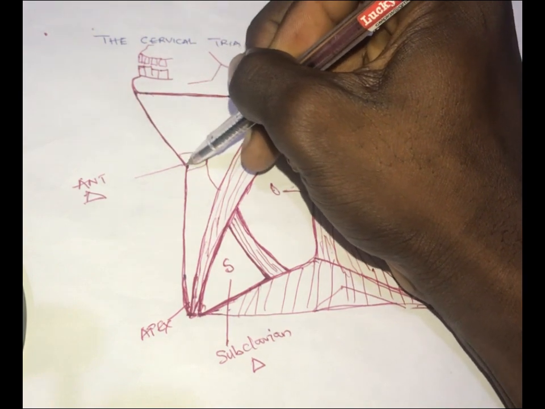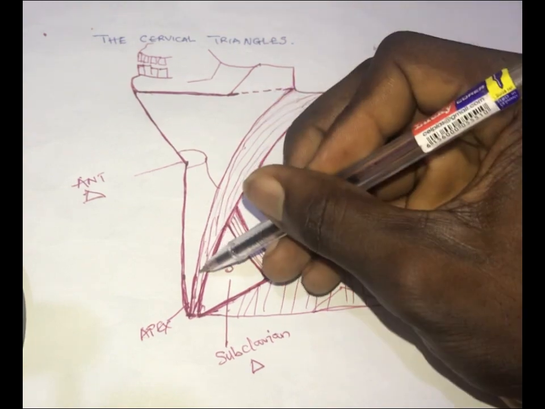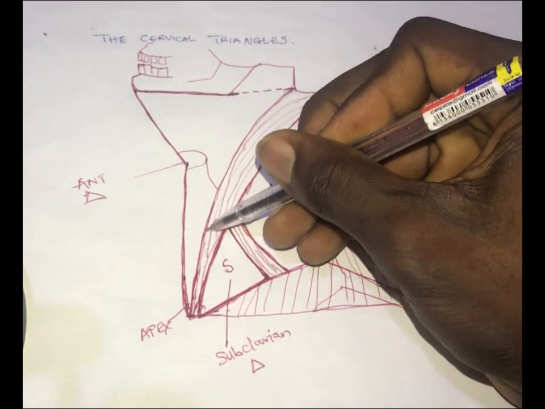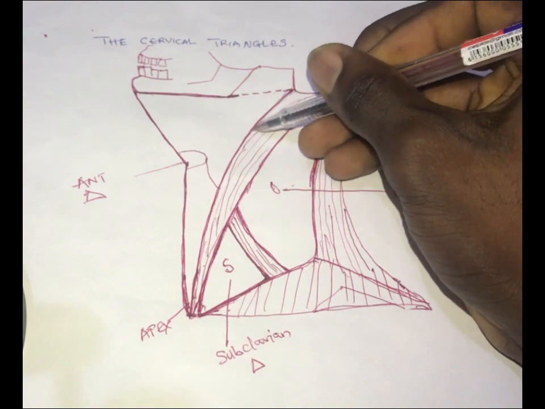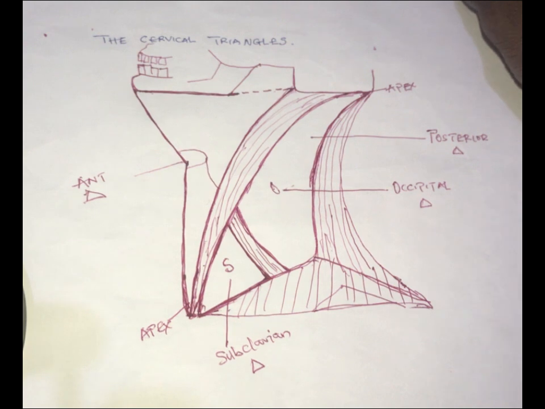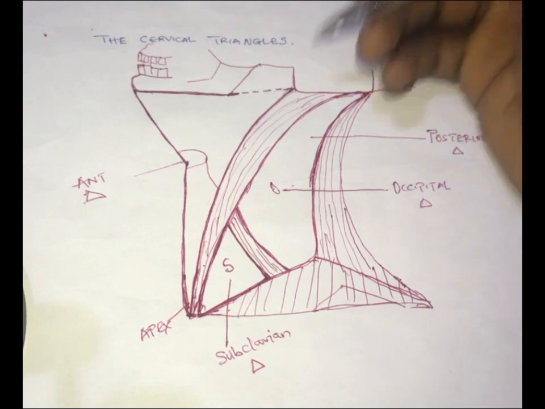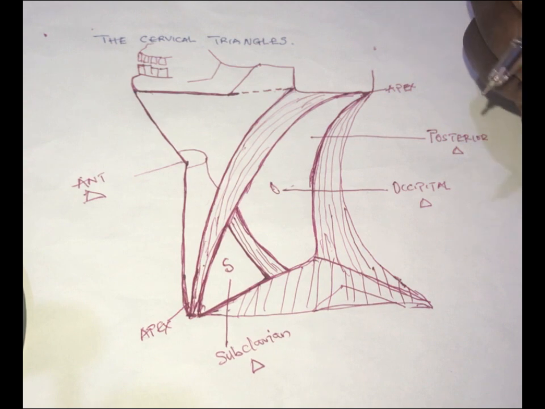As for the anterior border, it is bounded anteriorly by the midline of the neck. Posteriorly, it is bounded by the anterior border of the sternocleidomastoid muscle. The anterior triangle is now further divided into 4 smaller triangles by the supra and infrahyoid muscles.